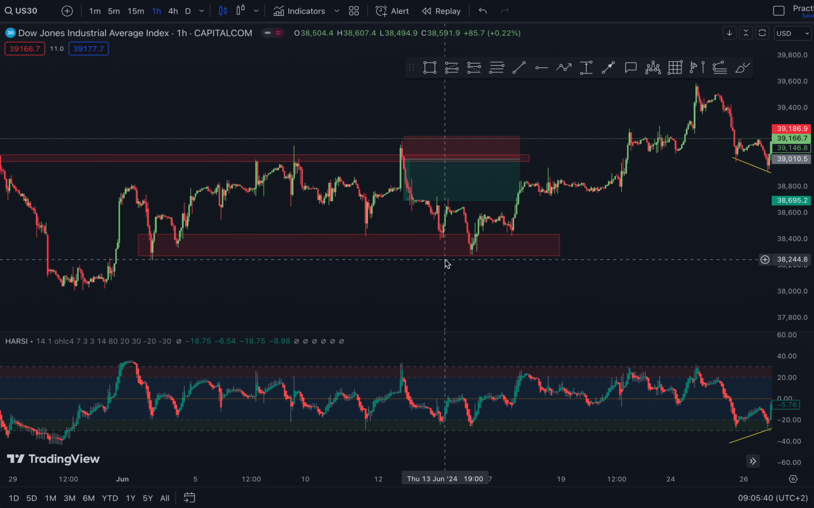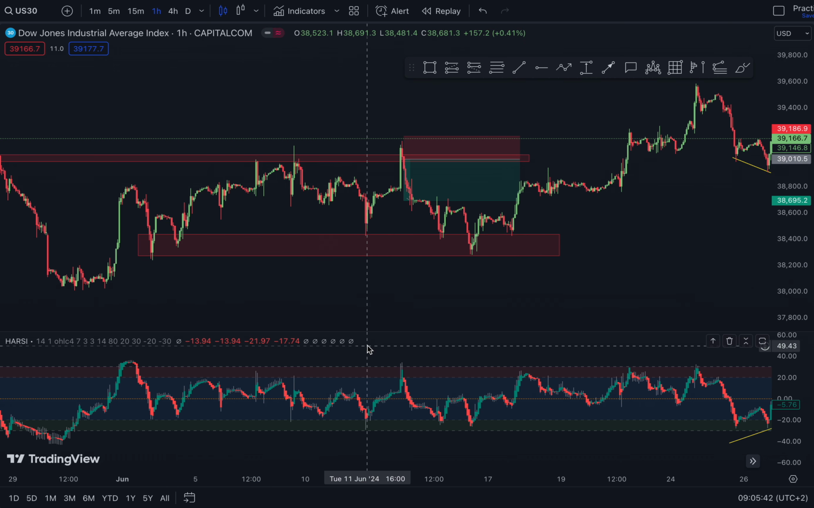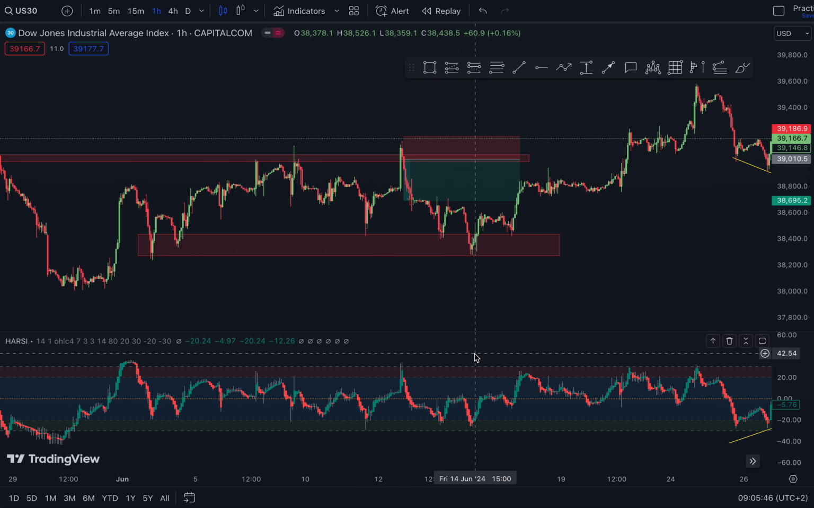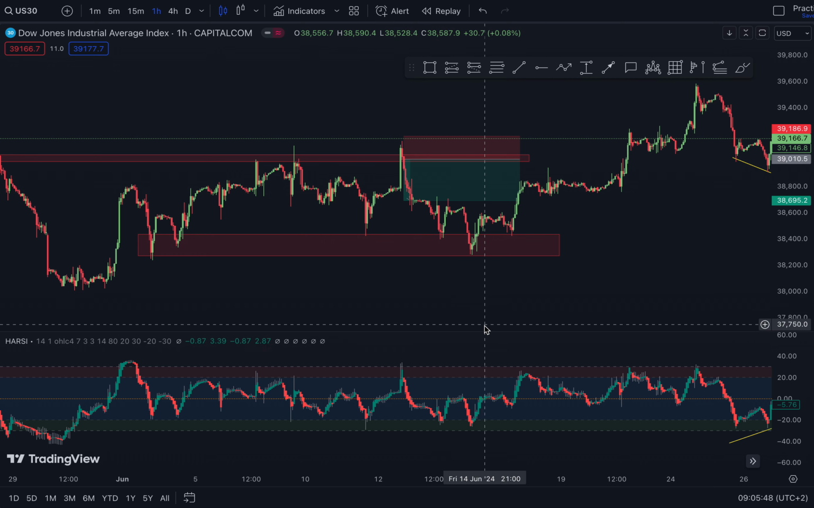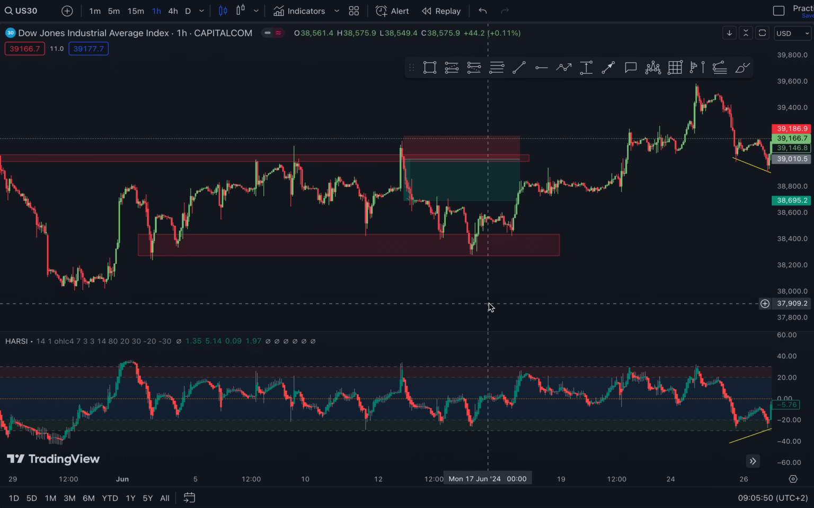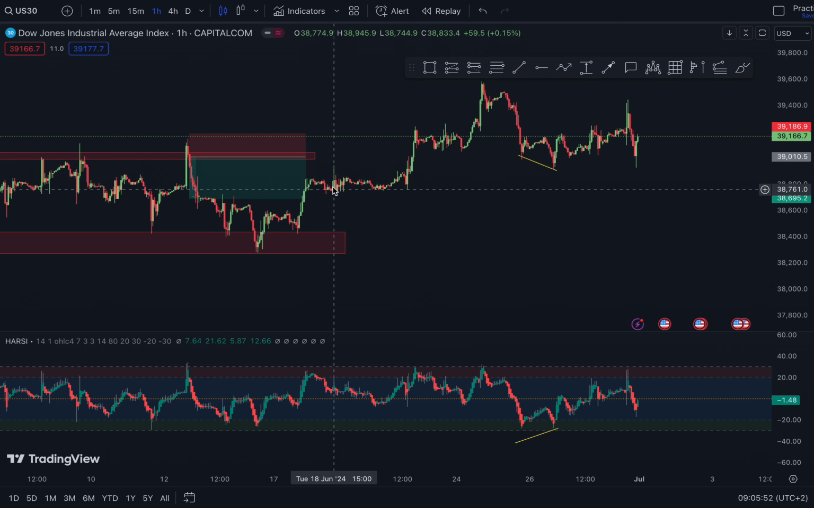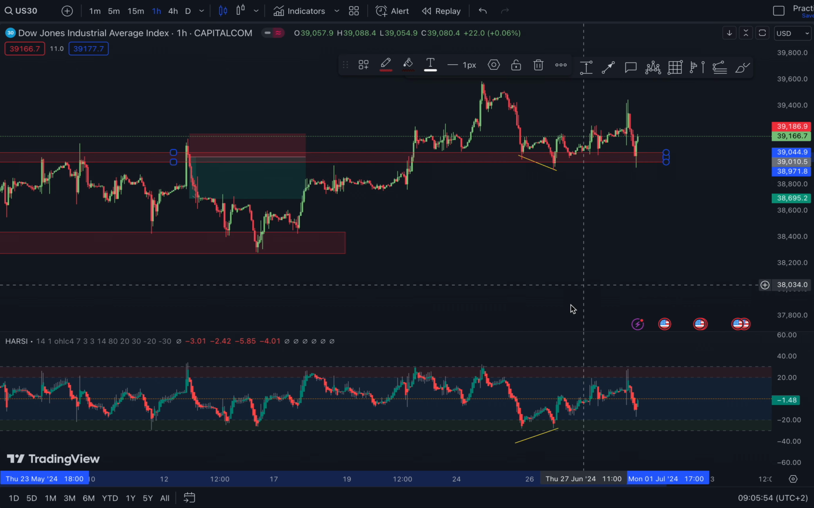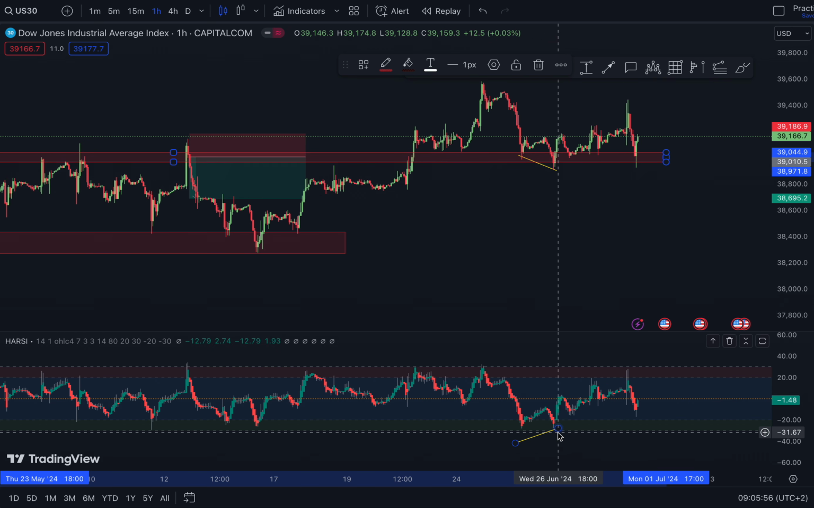It did touch. That was a good buy. Including this, that was a good buy over there. Including this, that was a good buy. All right, so as you can see, this indicator does work. You just need to make sure that you can see, that was a nice buy.